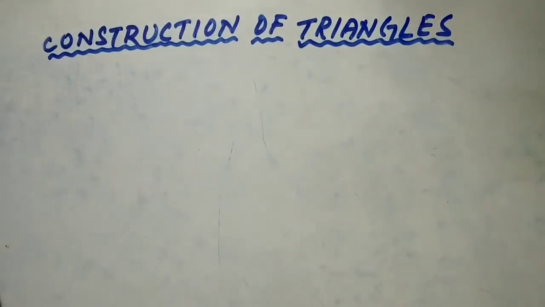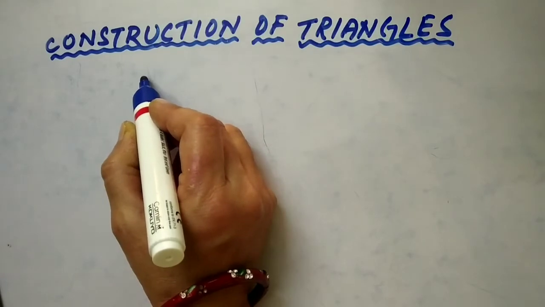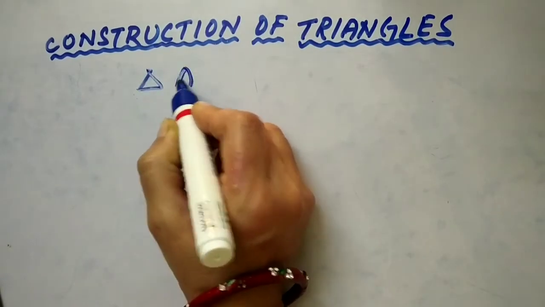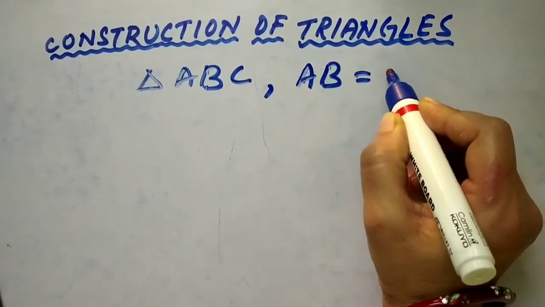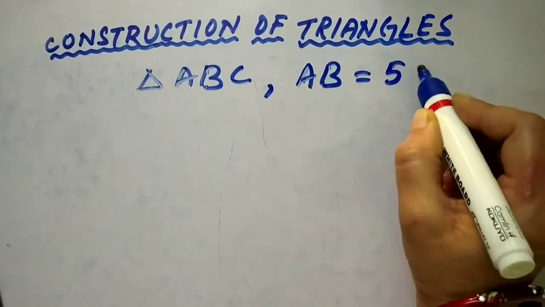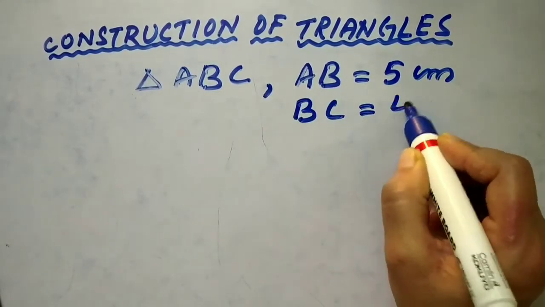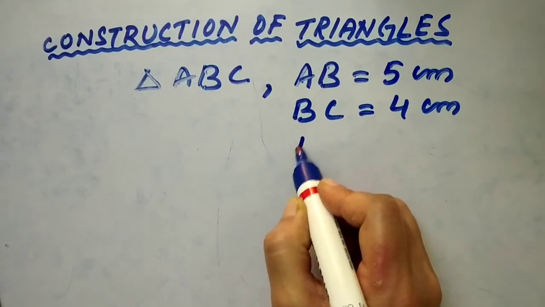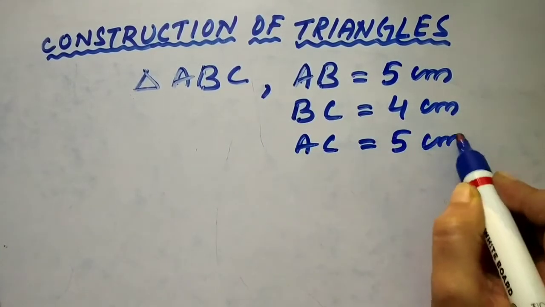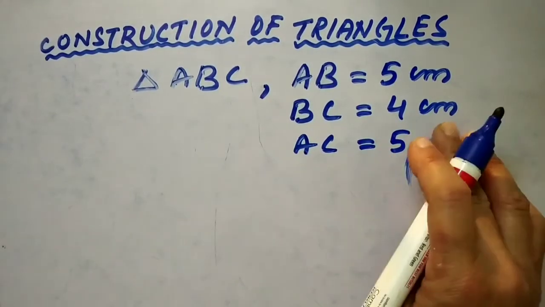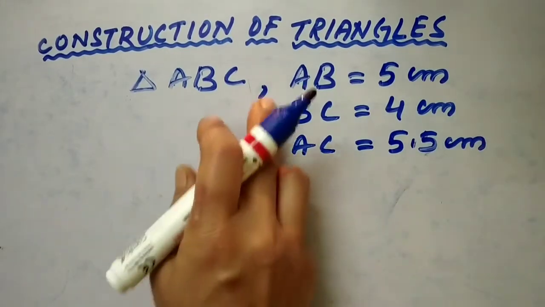Let us take 3 sides. Suppose in a triangle, construct a triangle ABC, where AB equal to 5 centimeter, BC equal to 4 centimeter and AC equal to 5.5 centimeter. Now we have to construct this triangle.